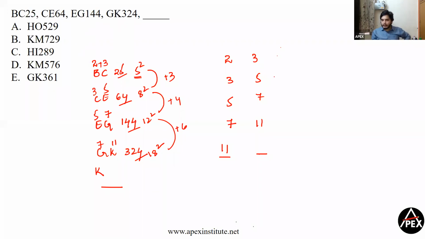What will be the next term in this series? 3, 5, 7, 11. These are also prime numbers. It will be 13. The alphabet corresponding to number 13 is M. Now, what will be this? 11 plus 13 is 24. 24 square is 576. So the answer should be KM 576.